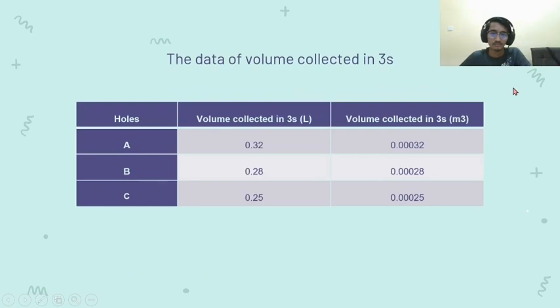This is the data of volume collected in 3 seconds. For hose A, the volume is 0.32 liter, for hose B 0.28 liter, for hose C 0.25 liter. After that, we convert the volume in liter to meter cube. So this is the result.